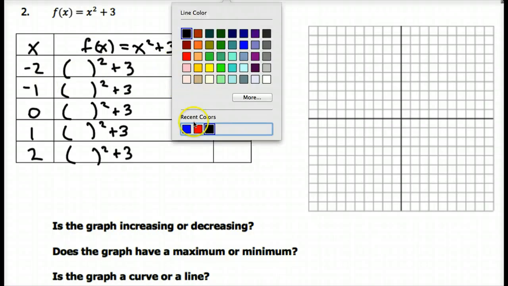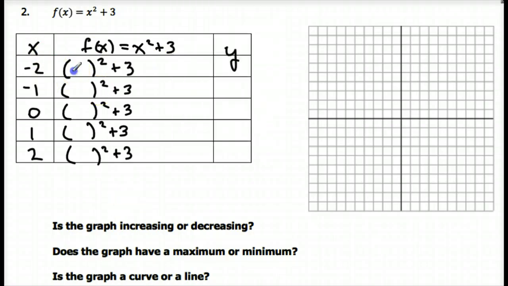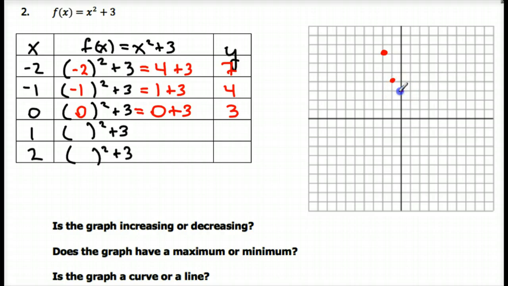Let's plug in each of those x values, starting with -2. So when you square -2, you get a positive 4. 4 plus 3 is 7, so we get the point -2, 7. So I'll go ahead and graph that right now. Okay, there's -2, 7. Then we plug in -1. -1 squared is 1. Plus 3, you get positive 4. So we have the point -1, positive 4. Then we plug in a 0. 0 squared is 0. Add 3, we get 3. So now we have the point 0, 3.